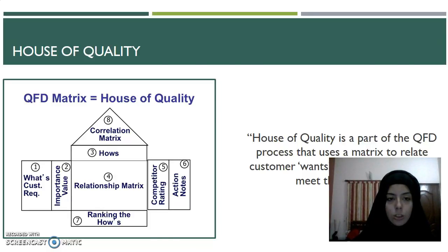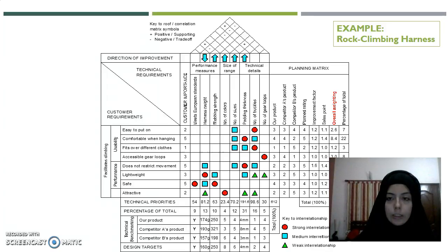So we take a closer look at an example for a product called rock climbing harness, and here is the diagram for the matrix, and it shows that on the left side are the customer requirements, such as for a rock climbing harness. A customer would want it to be easy to put on, comfortable when hanging, fits over different clothes, accessible, lightweight, safe, and attractive. This is what the customer would generally want in a rock climbing harness.